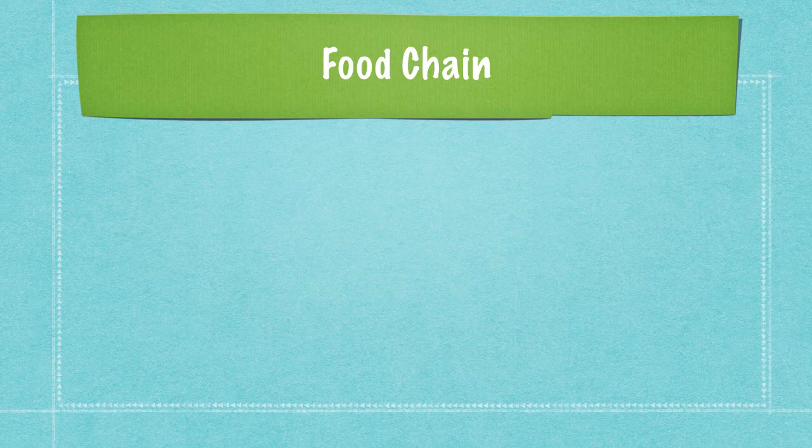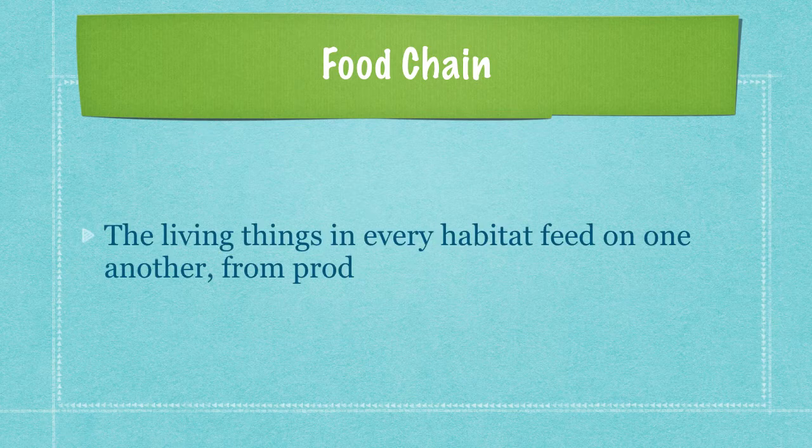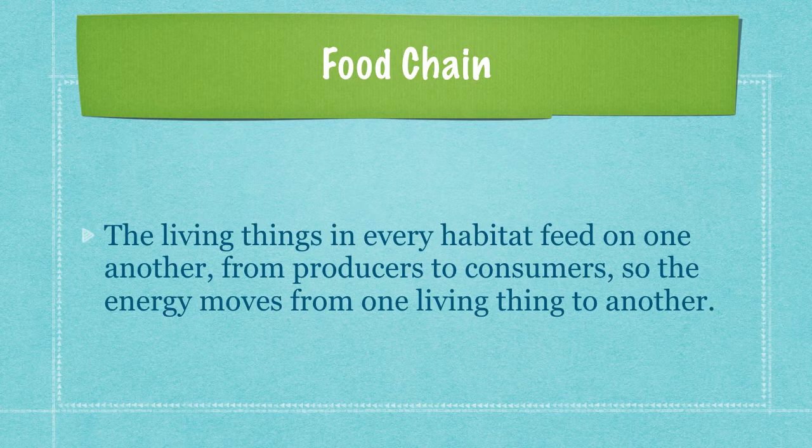Food chain. A food chain is the living things in every habitat feed on one another, from producers to consumers. So the energy moves from one living thing to another. We will discuss more about producers and consumers later on.